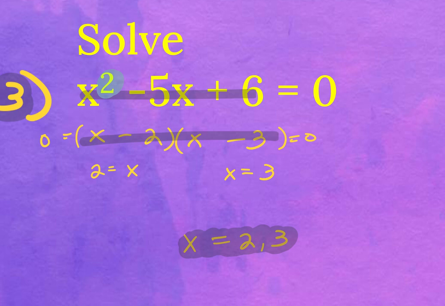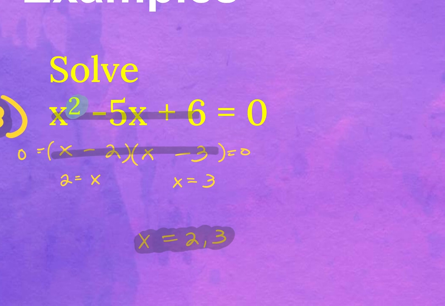So let's say we fast forward to Friday and there's a little bit of extra time and you want to check. You could take these values, then plug them back in. So if I were to plug 2 back in, I would get 2 squared minus 5 times 2 plus 6 equals 0. I'm going to do the 3 after. And then I get 4 minus 10 plus 6 equals 0. 4 minus 10 is negative 6, and negative 6 plus 6 is 0.